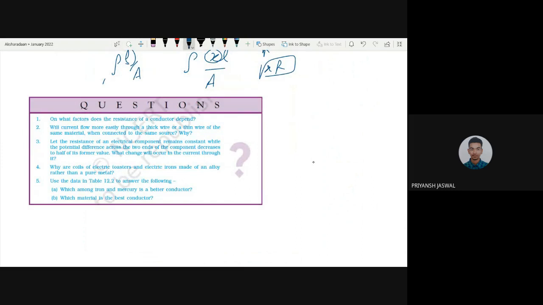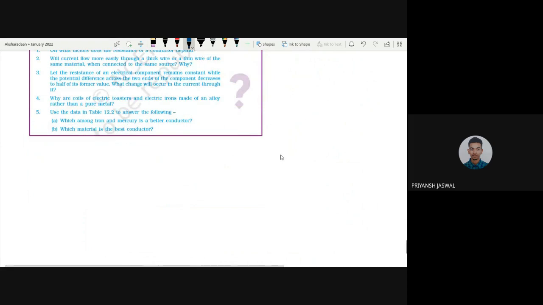So now third question. Let the resistance of an electrical component remain constant while the potential difference across the two ends of the component decreases to half of its former value. What changes will occur in the current through it? Let us see what is given to us. Resistance of electrical component remains same, constant, through a circuit.